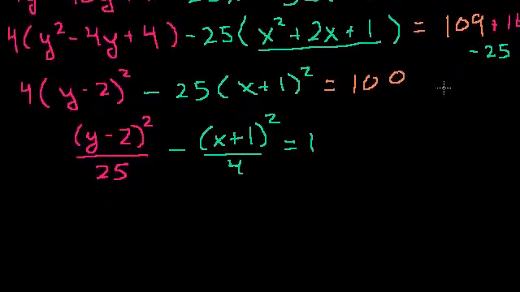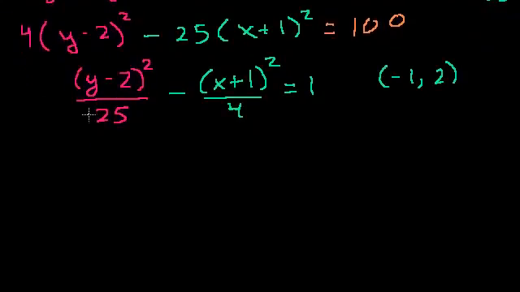Now let's graph this hyperbola. The first thing we know is where the center of this hyperbola is. The center of this hyperbola is at x is equal to minus 1, y is equal to 2. And let's figure out the asymptotes of this hyperbola.